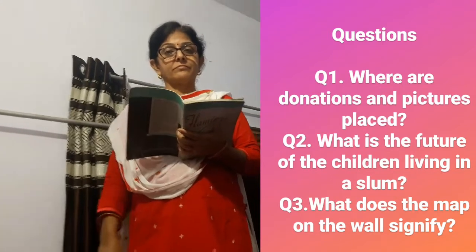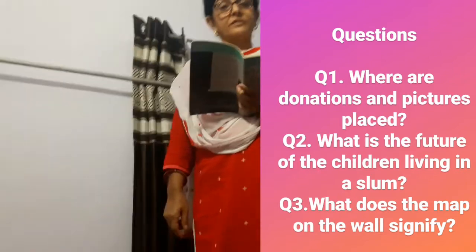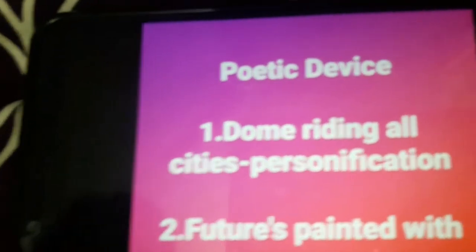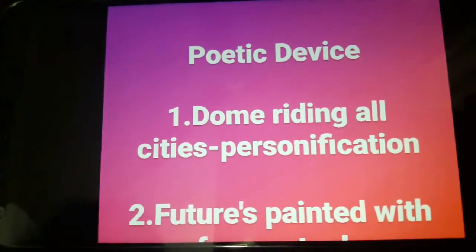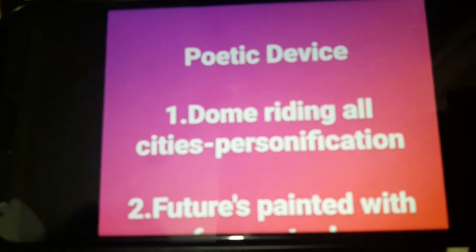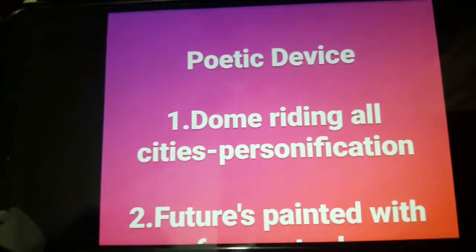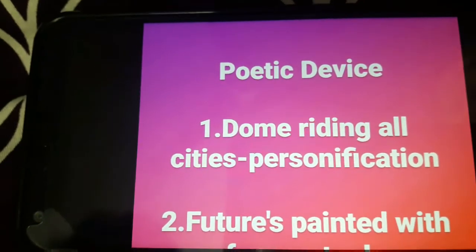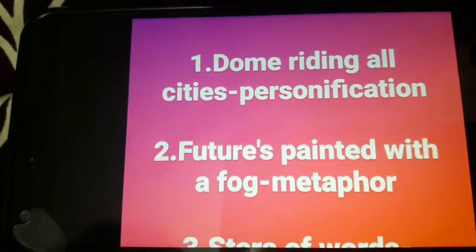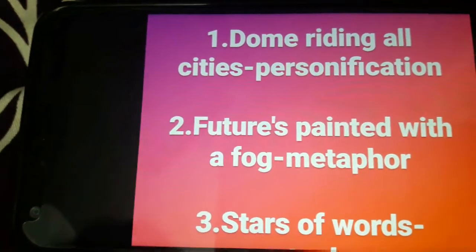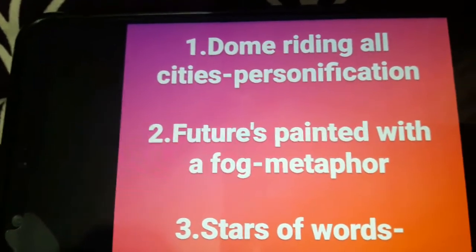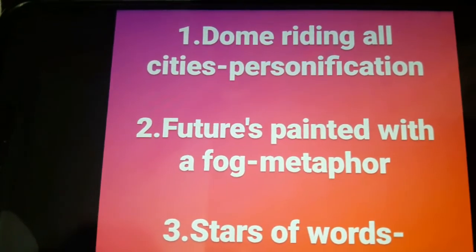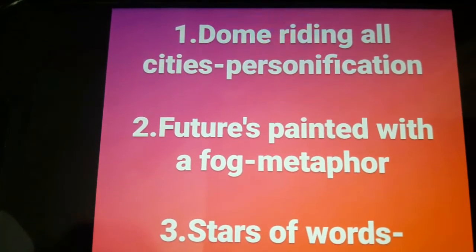Now we'll talk about poetic device. So you can see the sentence, dome riding all cities. Dome riding. Children, dome is a non-living thing. But here it has been treated like a living thing. Dome riding. So when a non-living thing is regarded, is treated like a living thing, that is called personification. So here figure of speech personification is used.